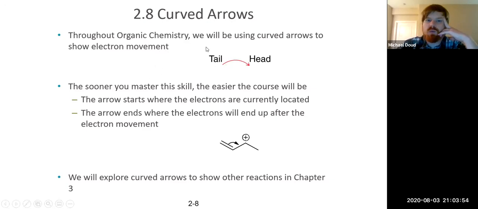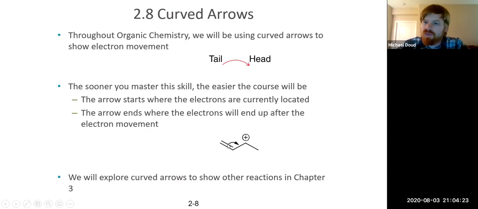But the idea is we're going to show electron movement by using what we call curved arrows. So we have the tail of the arrow here and the head of the arrow here. Just keep in mind, the tail is where the arrow comes from and the head is where the arrow points to. The tail is going to be where the electrons are currently located, and the arrow is going to point to where the electrons are going to end up.